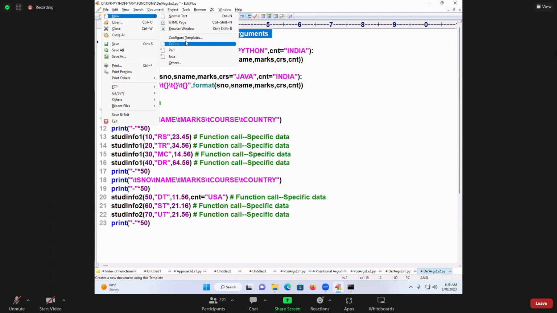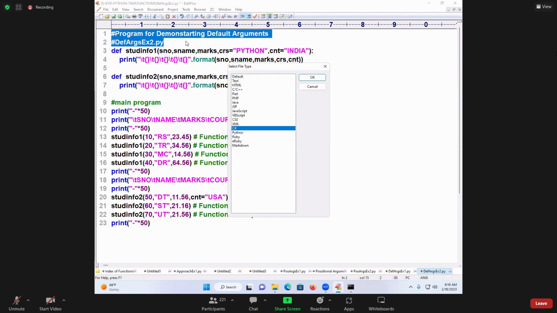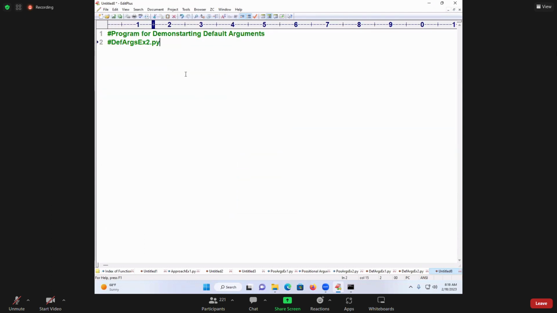One more example, students. I want to demonstrate default arguments, example 2. def circle_area, and I am passing the radius. Similarly, one more function I am writing, circle_perimeter. In circle perimeter I pass a different r, and in area I pass a different r.